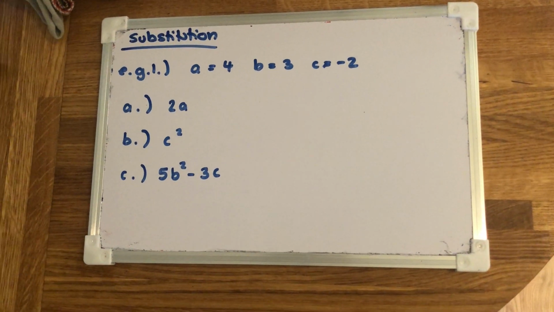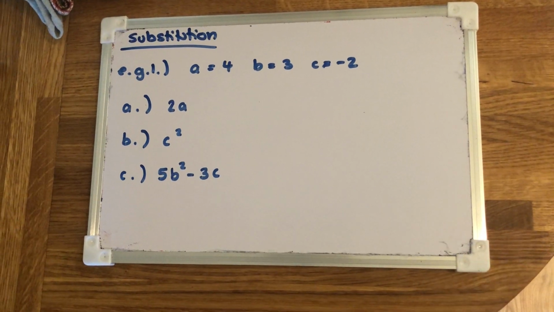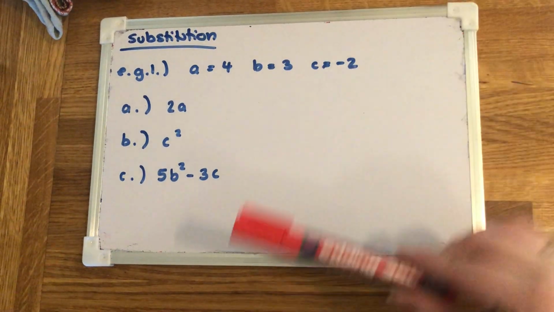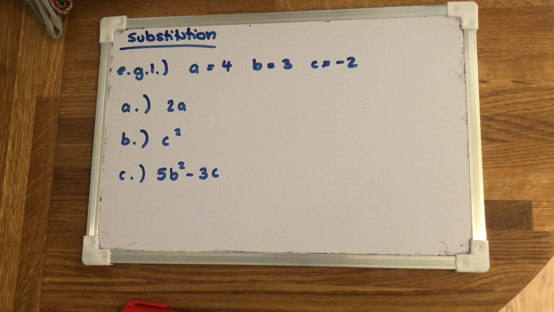Okay, so in this video we're going to start with just basic substitution, and then we're going to do a harder example on the other side. So substitution is just where a letter is assigned a particular number, and what we do is we replace that letter with the number and then work out the value.